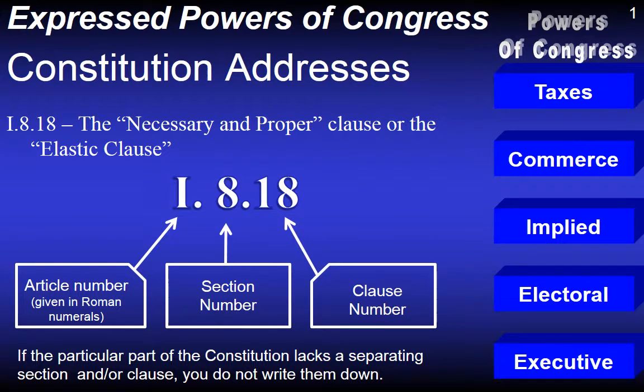Now, for example, if you go look at Article 5, which is how the Constitution can be changed or amended, you would see that there are not separate 1, 2, 3, 4 sections to it. So there's no need to designate a section number or a clause number for that process. So we might be doing some practice in class about this, but make sure that you are reading it on your own.